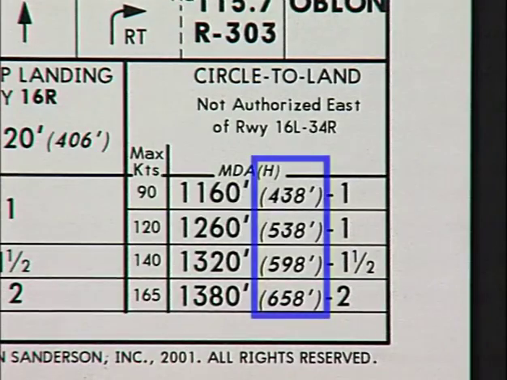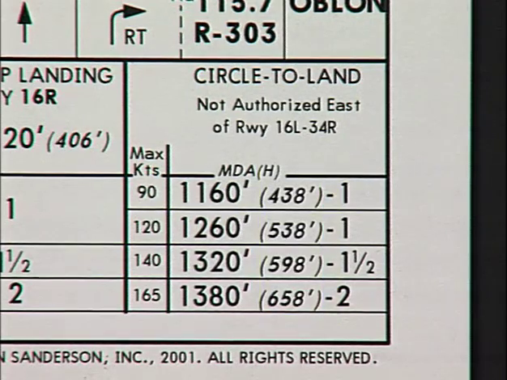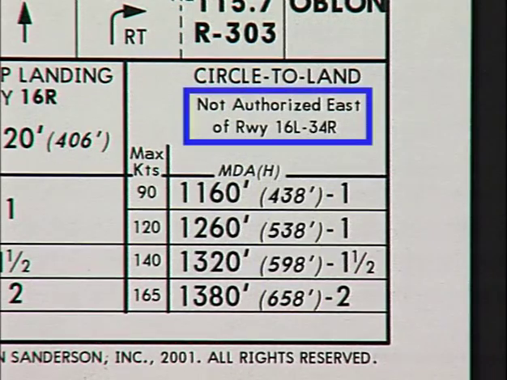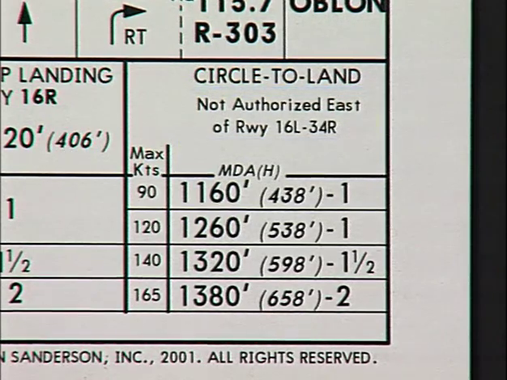The altitudes in parentheses show heights above the airport. These numbers are not based on heights above the touchdown zone because circling minimums are not referenced to a specific runway. A note on this chart indicates that circling approaches are not authorized east of runway 16 left and 34 right. While there are many reasons for a note of this type to be published, one reason may be obstructions within the circling approach area.